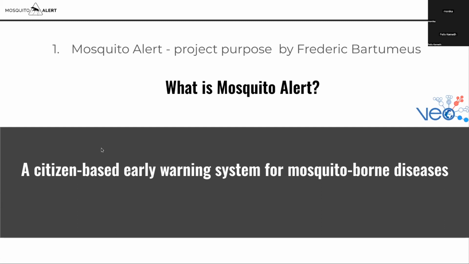So mosquitoes are insects. You will learn a bit more about them in the next talk. They have complex cycles, and they bite humans, and in that bite, they can transmit diseases. Mainly, we're talking about viruses like dengue, chikungunya, Zika, and others. And our idea is that with the help of citizens, as it's very complicated to understand the dynamics of these insect populations.